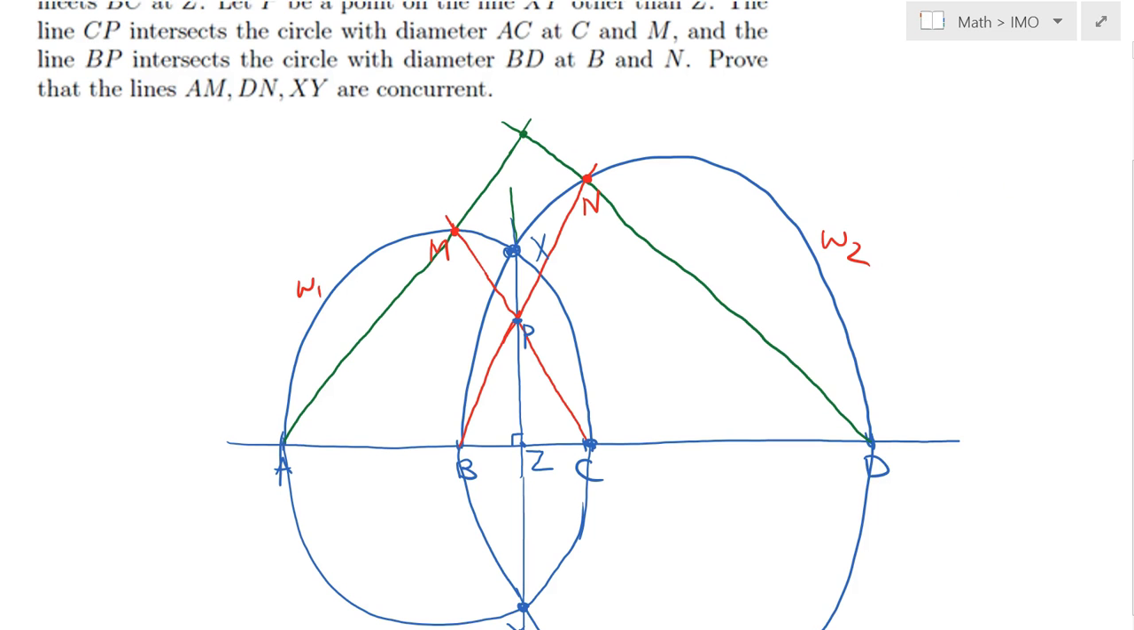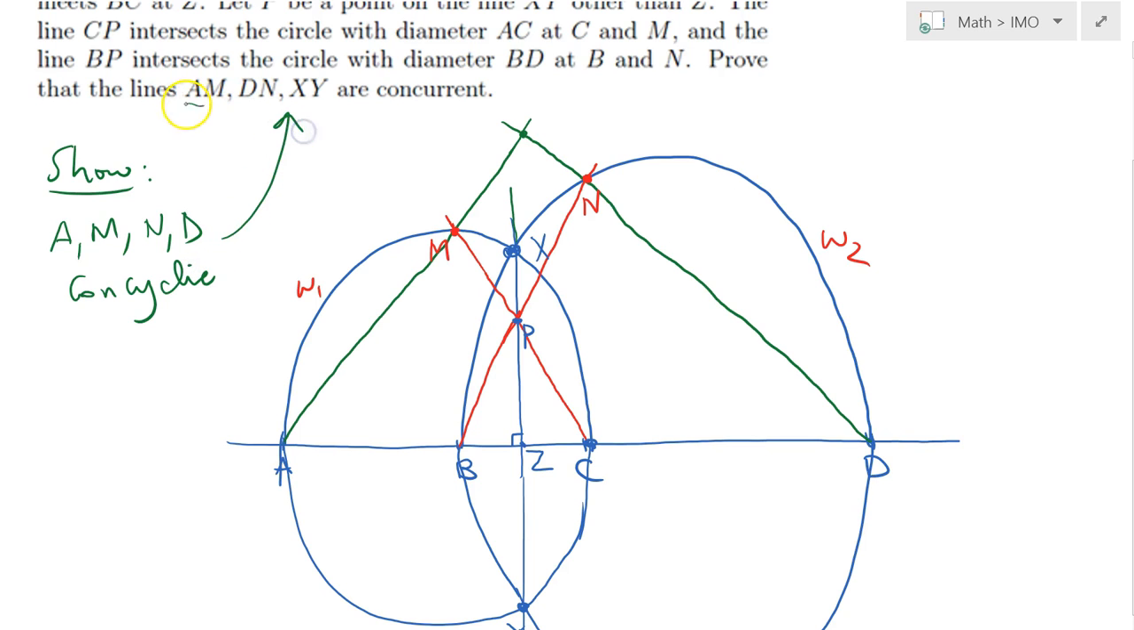I would like to make use of the radical axis theorem. So it seems natural that if I can show that the points A, M, N, and D are concyclic, I claim that would be enough to provide this result. And the reason is the following. If truly A, M, N, and D define a circle, call this circle omega 3. So you have a circle which goes through those 4 points, A, M, N, and D.